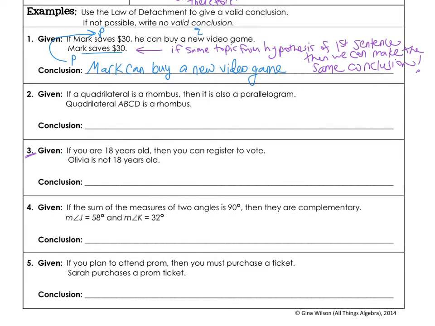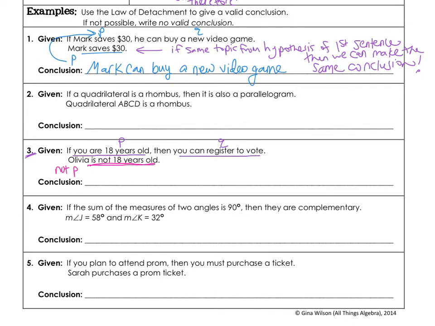In number 3, we're going to do next, we notice it's talking about 18 years old, so there's our first hypothesis. Then they're talking about registering to vote as our conclusion. So we want to check to see if this next part matches the hypothesis or the conclusion or neither, but if it matches the hypothesis, then we can make the same conclusion. So here it is saying that Olivia is not 18 years old. So that is not exactly identical to what our original hypothesis is. So this is really talking about how it's not the hypothesis. So because it's not just the general topic saying that she is 18 years old, we cannot make any valid conclusion.